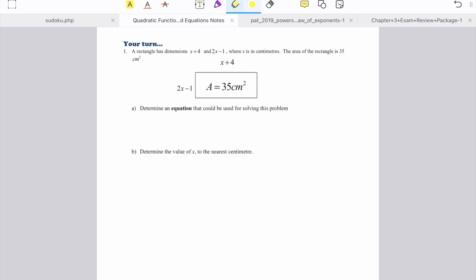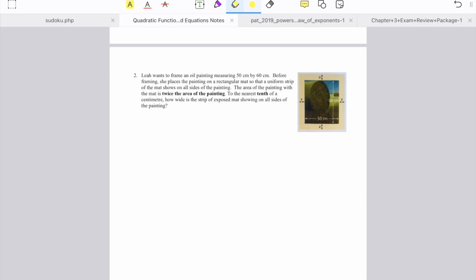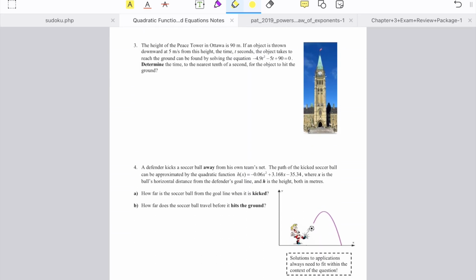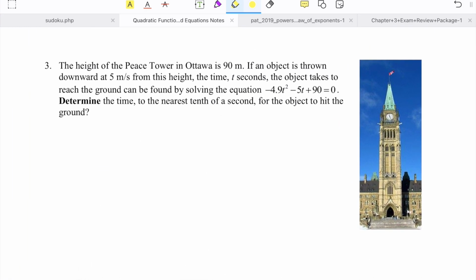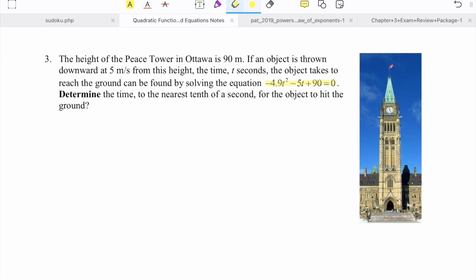Good? Okay, so first question over here is similar to question 1 that we did, and question 2 is also similar to question 1. I want to do question 3 together. So the Peace Tower in Ottawa is 90 meters. If an object is thrown downwards at 5 meters per second from this height, the time t seconds the object takes to reach the ground can be found by solving this quadratic equation. Determine the time to the nearest tenth of a second for the object to hit the ground.